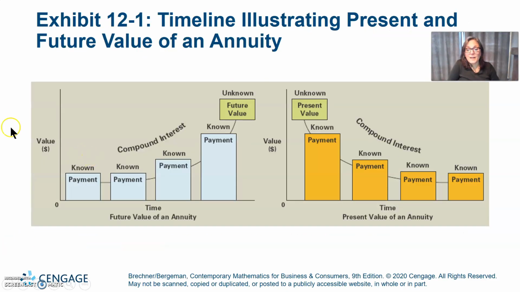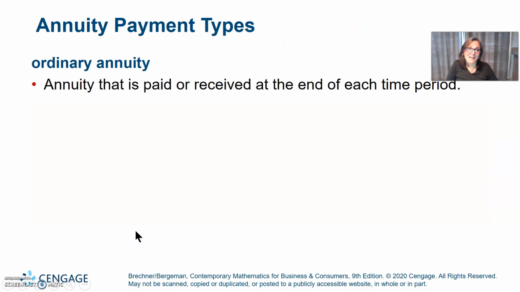Okay, so here are two visuals about the future value of an annuity and the present value of an annuity. Future value is where the future value is unknown, but the payments are known. And present value of an annuity is when the present value is what is unknown, but our payments are known. And so we're going to go through some examples to put some numbers to these kinds of concepts.